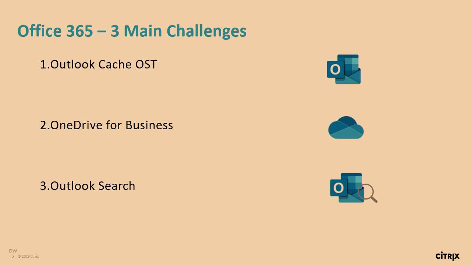So whenever a user is searching their mailbox in a virtual environment, especially non-persistent, how do they get that search index? Does it roam between sessions? Do you have to rebuild it? So those are the 3 main challenges around Office 365. They're not the only challenges. There's Teams and so on there, but we'll cover these 3.